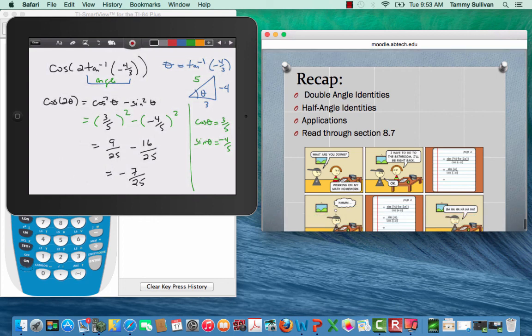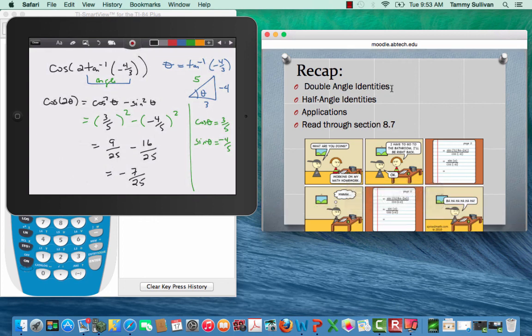So to recap what we've talked about in this lesson, we've done our double angle identities, our half angle identities, and some applications. Make sure you read through the next section as well.